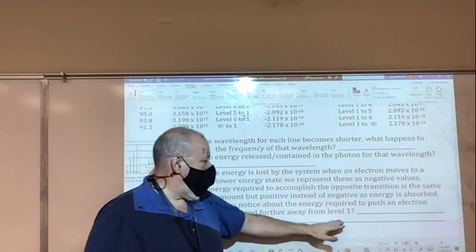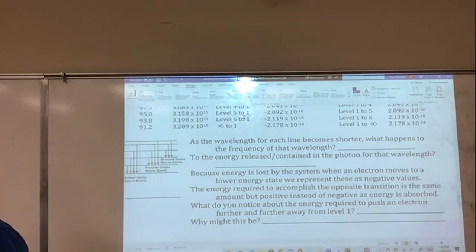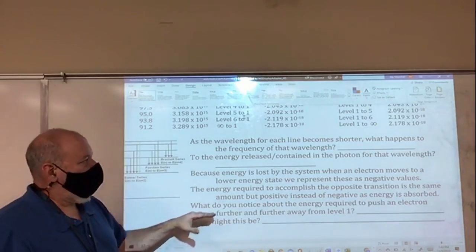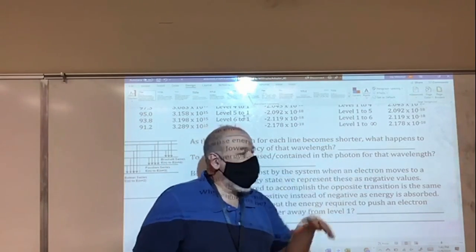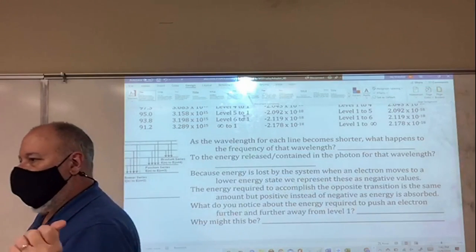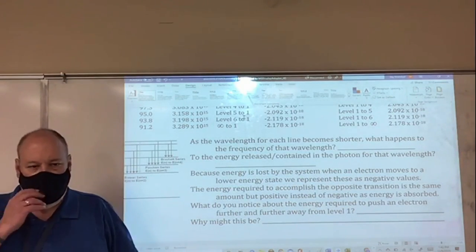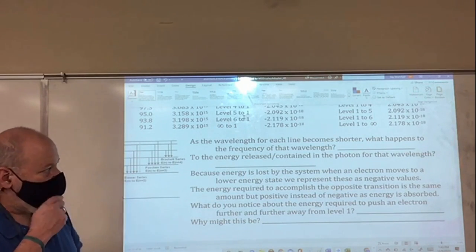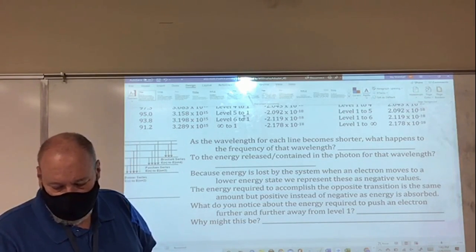So why might this be? Because of increasing distance from the nucleus, or the positive charges of the nucleus, right? It takes less energy to get kicked further and further away. And then finally, I give it that last little bit of energy, and the electron is completely lost to the atom. Okay? That's the energy of ionization.